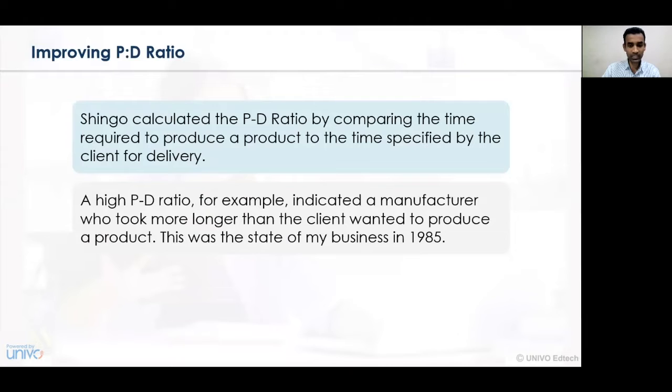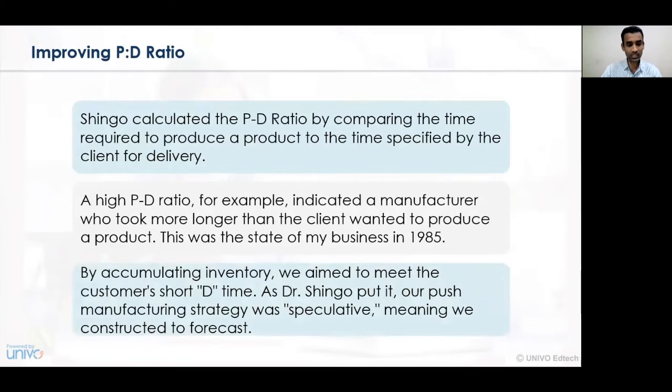A high PD ratio, for example, indicated a manufacturer who took longer than the client wanted to produce a product. That was the state of Shingo's business in the year 1985. In that year, a product was to be delivered to a certain client, and the time required for production or delivery was higher, and hence a high PD ratio is a negative concern, wherein the goods and services expected to be delivered to a consumer consume more time, and hence the PD ratio was increasing.